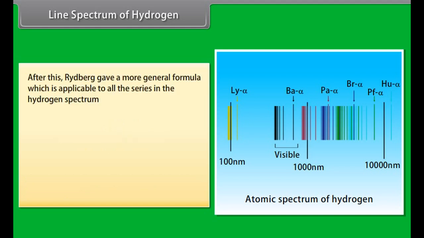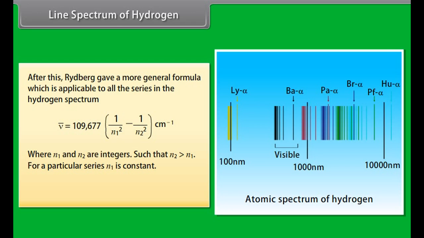After this, Rydberg gave a more general formula, which is applicable to all the series in the hydrogen spectrum. Wave number is equal to 109677 × (1/n1² − 1/n2²) per centimeter, where n1 and n2 are integers, such that n2 is greater than n1. For a particular series, n1 is constant. The value 109677 per centimeter is called Rydberg constant for hydrogen.